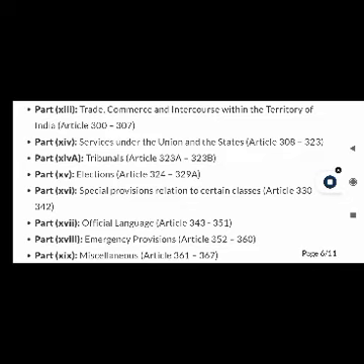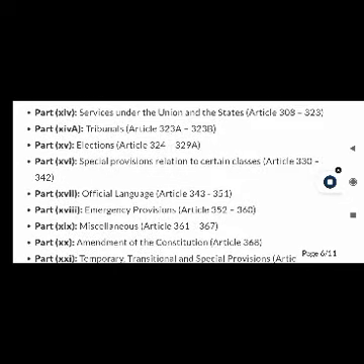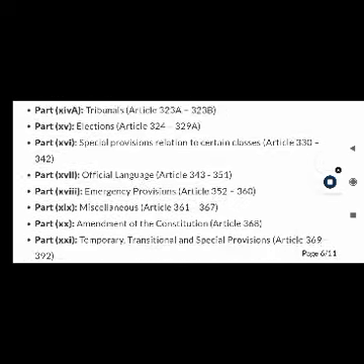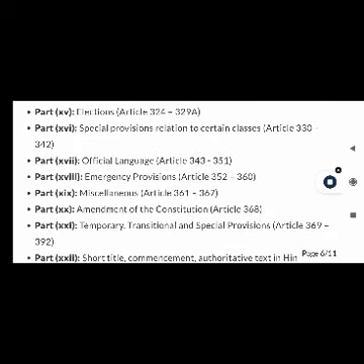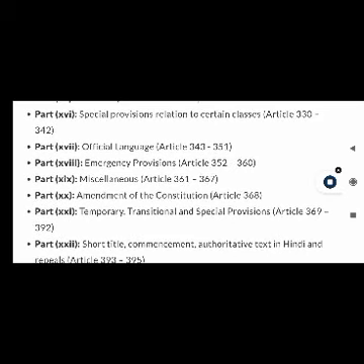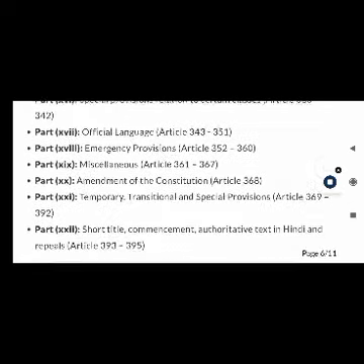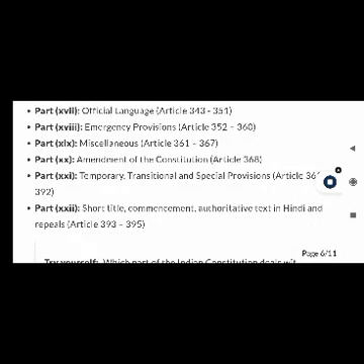Part XIV: Services under the Union and the States, Article 308 to 323. Part XIVA: Tribunals, Article 323A to 323B. Part XV: Elections, Article 324 to 329A. Part XVI: Special provisions relating to certain classes, Article 332 to 342. Part XVII: Official language, Article 343 to 351.